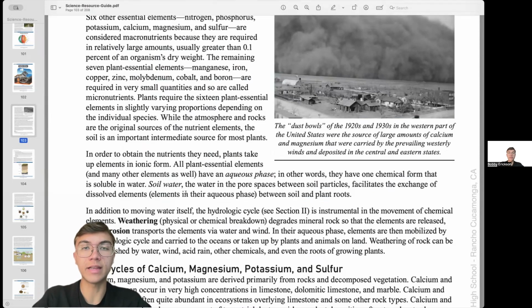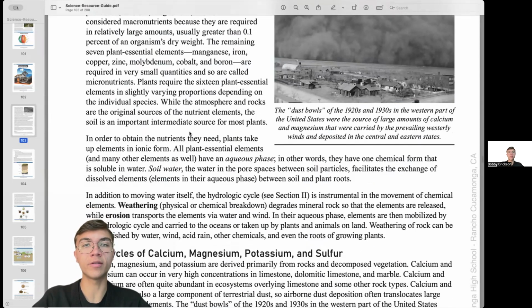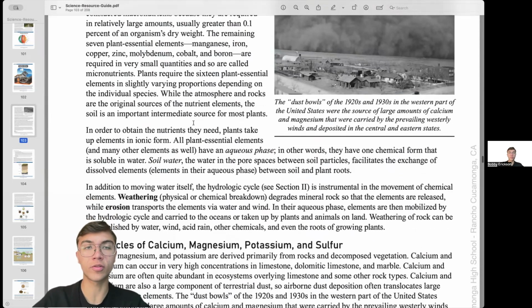We also need to recognize that soil is an important source for these plants. A lot of these elements are taken up by plants in ionic form. So if you're ever asked in what form nutrients are taken up in plants, they must take it up in ionic form. That just means they're an ion, which means they've lost an electron, or they've gained an electron, but they aren't in their natural state. You don't need to know that for the test. They're in an ionic form, not an atomic form.